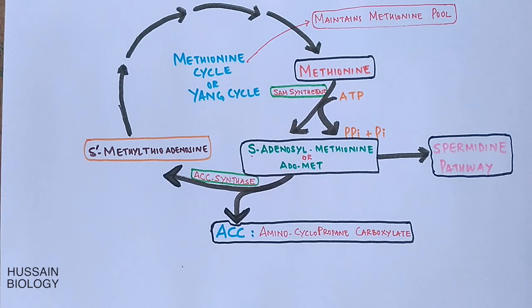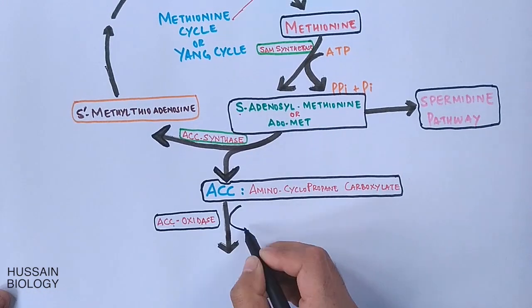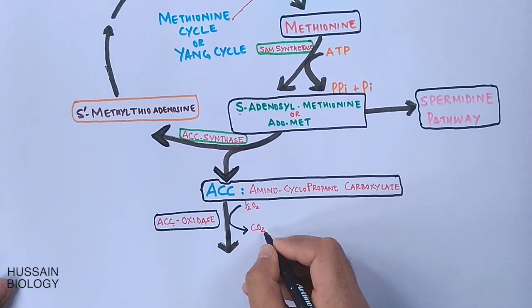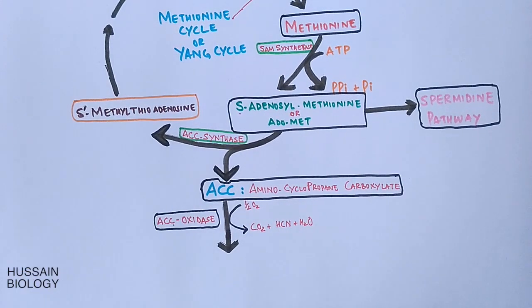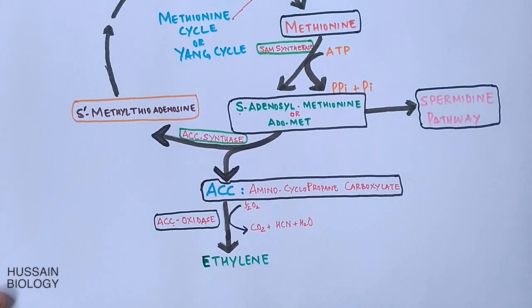This reaction is the rate limiting step in this pathway because the ACC synthase enzyme is a highly regulated molecule. After that, this ACC molecule is acted upon by the ACC oxidase enzyme in the presence of oxygen, and it drives the oxidation reduction reaction which yields the ethylene molecule. So this is how ethylene gets synthesized from methionine through the methionine or Yang cycle.